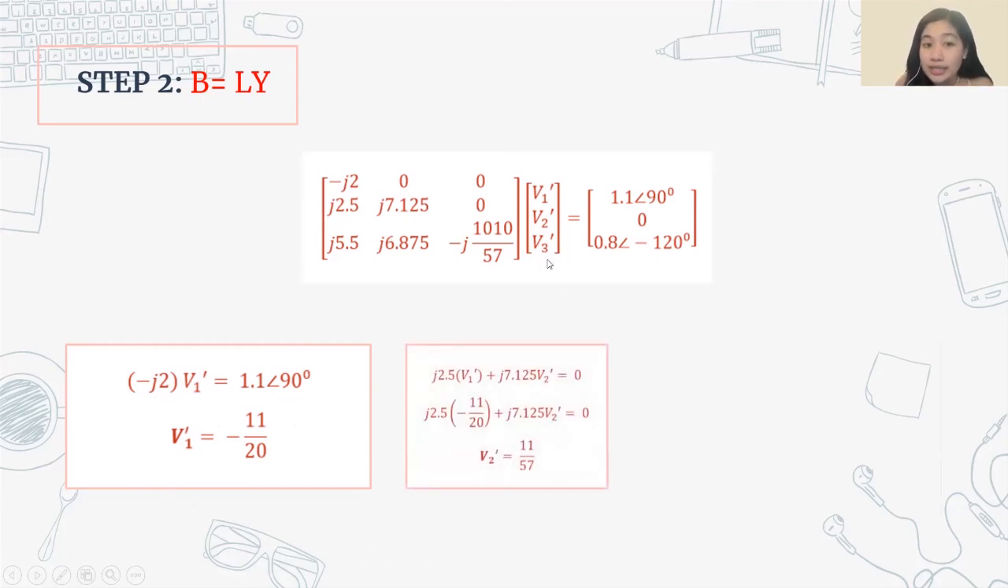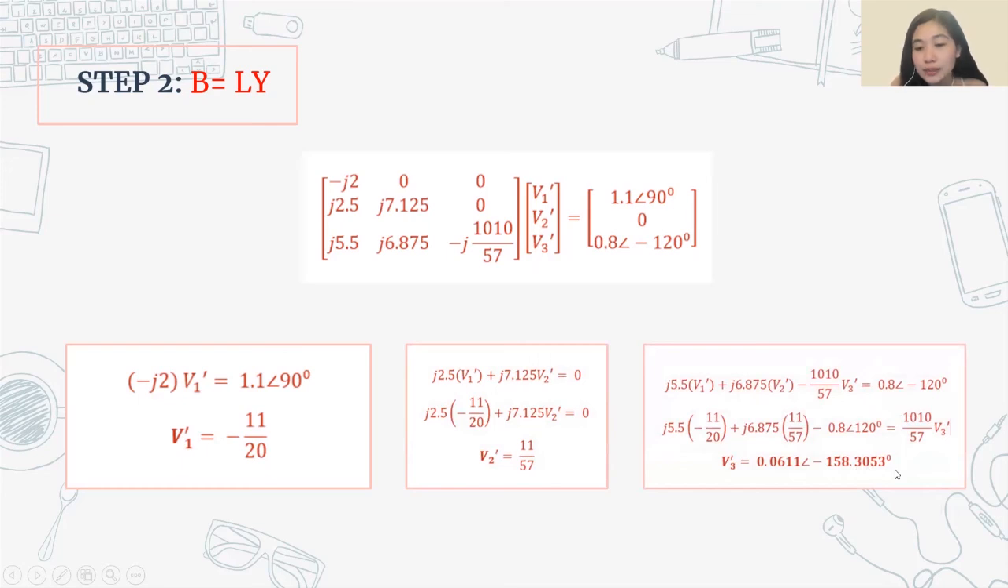Ang V2 prime natin is masosolve by means of multiplying ang V1 prime times J2.5 plus J7.125 times V2 prime equivalent to our 0. So, ang V1 natin has a value of negative 11 all over 20. Meaning to say, solving for the equations, ililipat natin sa kabila and i-divide natin yung value na yon from J7.125. So, our V2 prime will be equivalent to 11 all over 57.